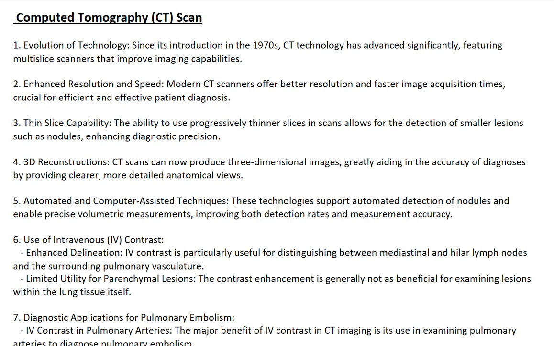6. Use of intravenous IV contrast. Enhanced delineation. IV contrast is particularly useful for distinguishing between mediastinal and hilar lymph nodes and the surrounding pulmonary vasculature. Limited utility for parenchymal lesions. The contrast enhancement is generally not as beneficial for examining lesions within the lung tissue itself. 7. Diagnostic applications for pulmonary embolism. IV contrast in pulmonary arteries. The major benefit of IV contrast in CT imaging is its use in examining pulmonary arteries to diagnose pulmonary embolism.